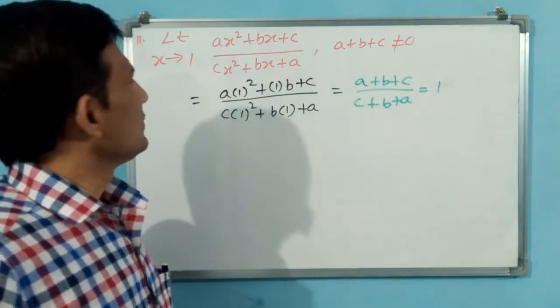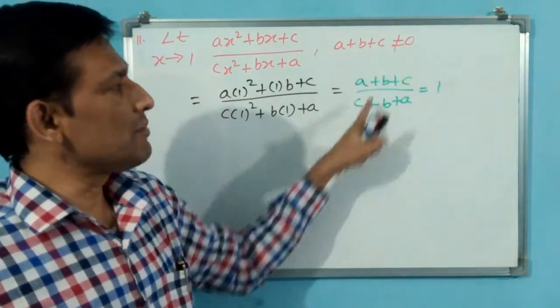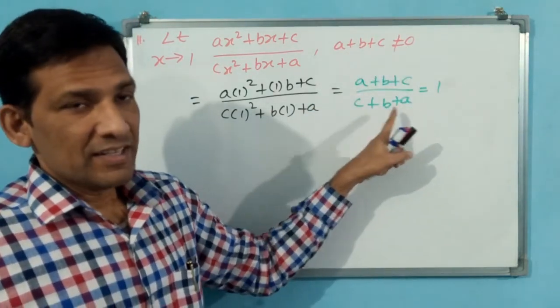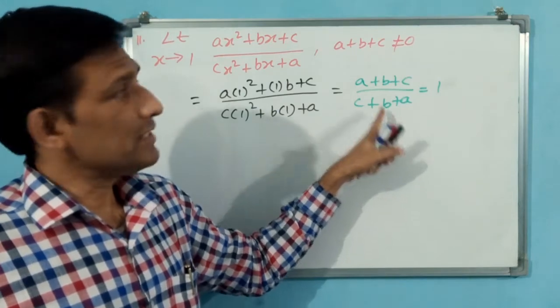Okay, this is a simple question. They have given a plus b plus c not equal to 0, why? Because the denominator a plus b plus c is there. This is not 0, that he wants to tell.